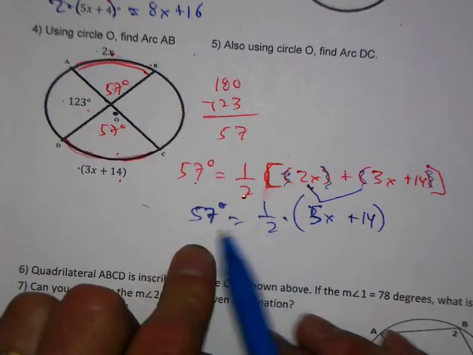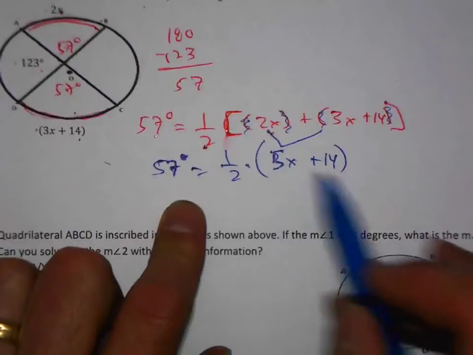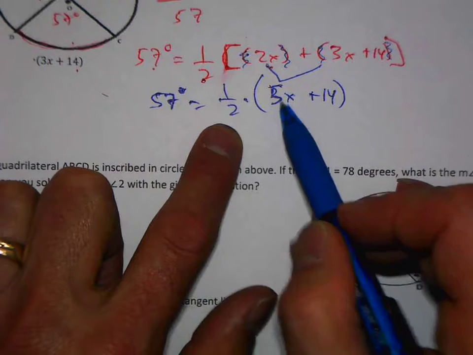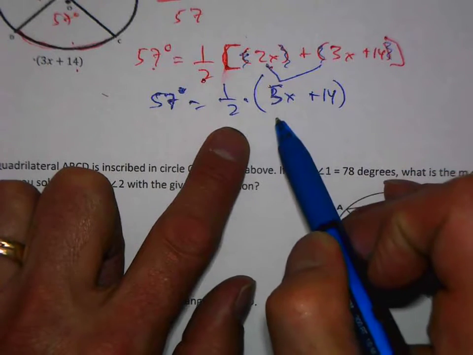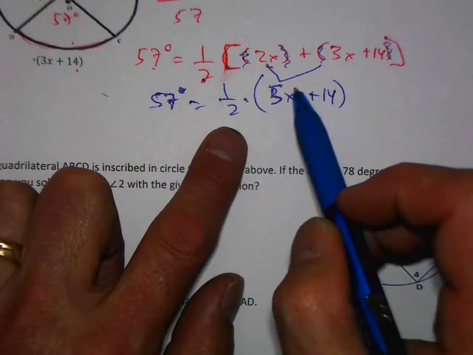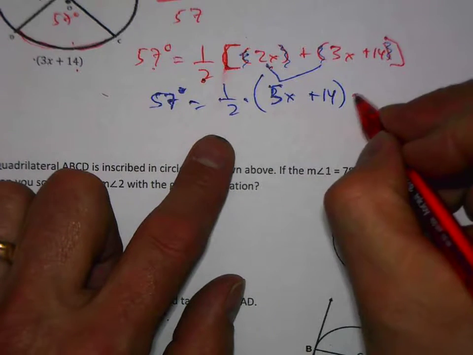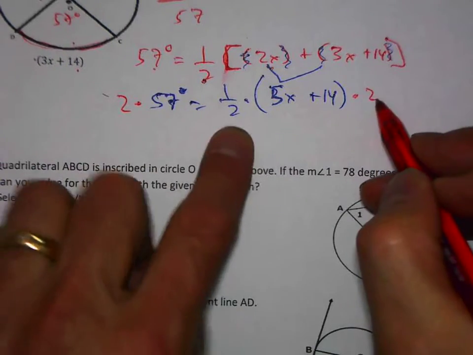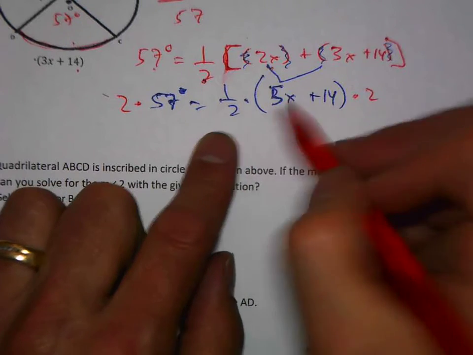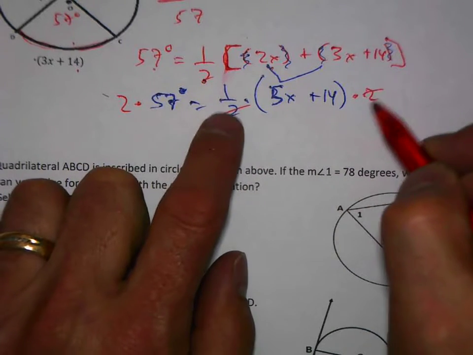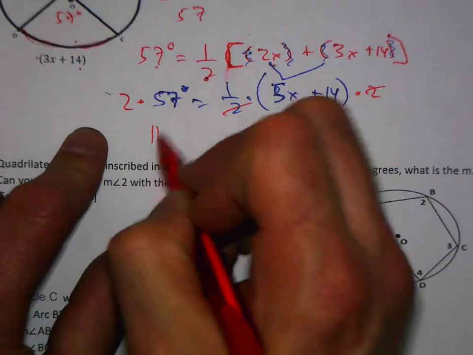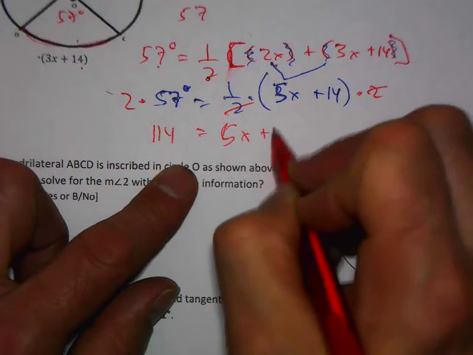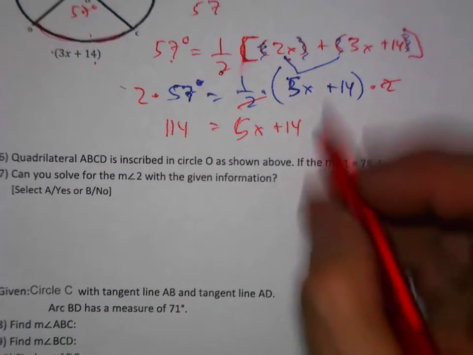Now I have 57 equals 1/2 times 5x plus 14, and I could distribute this 1/2 inside the parentheses, but that would be a hassle. I'd have 5/2 or 2.5x. Instead, it's easier to clear the denominator. How do I clear this denominator? By multiplying both sides by 2. 2 times 1/2 equals 1, so this cancels out. On the left-hand side, I have 114 equals, I can get rid of my parentheses also now, 5x plus 14.